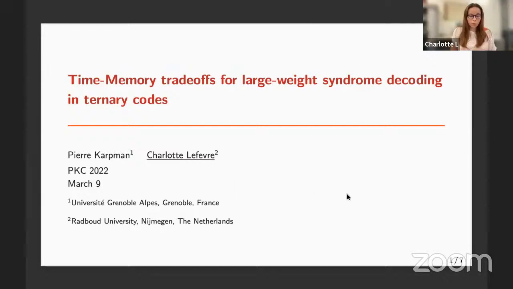Okay, so hi everyone. This is a joint work with Pierre Carpin on time-memory trade-offs for large weight syndrome decoding in ternary codes.